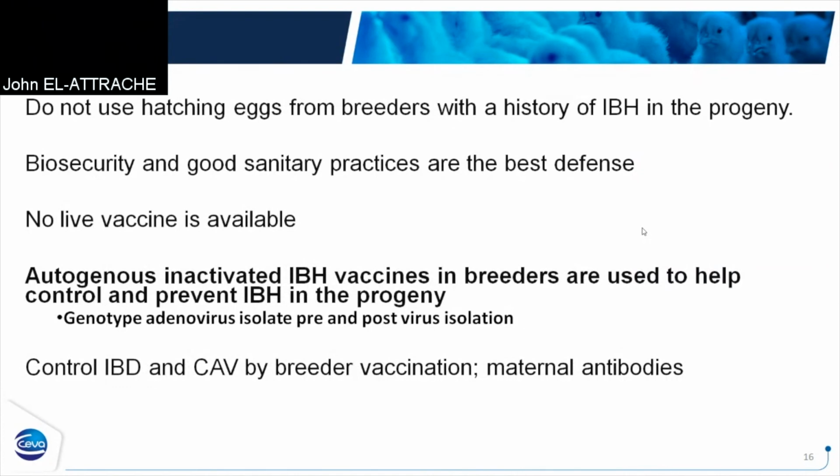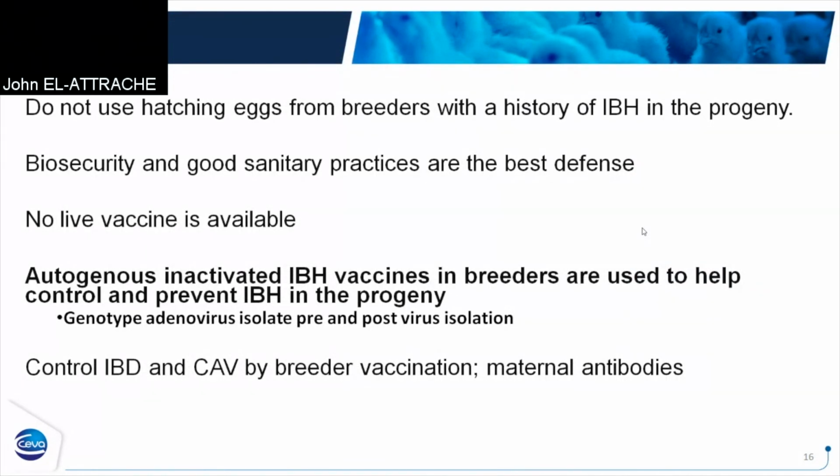Right now, no live vaccine is available. There are a couple in Australia that are utilized, but I do not know the track record of that live vaccine and its use within Australia. I do believe it's basically a Russian roulette game whenever you apply this particular live vaccine, even if it's safe and attenuated. If you apply it too late, then you might have issues downstream with your progeny. Again, the best way we handle it in the U.S. is autogenous inactivated inclusion body hepatitis vaccines. We utilize these in breeders to control and prevent the disease within progeny.